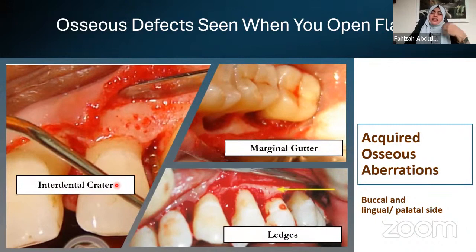Then coming to other kinds of osseous defects which you may come across, one is a marginal gutter. All these defects are in the buccal and the palatal aspect only. So this is a marginal gutter, can you see over here? And then you can see a ledge. Actually, interdental crater is an interproximal osseous defect. By mistake, it has come here.